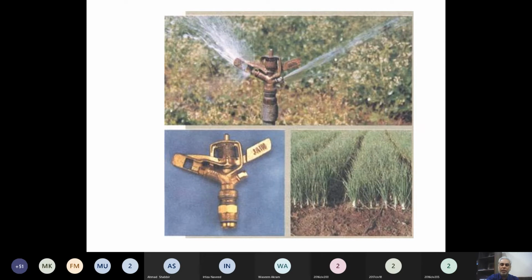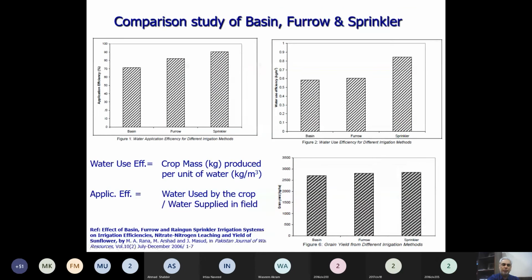So you might have seen such kind of nozzle working in the larger golf courses. For 300-400 rupees, such kind of nozzle is available for your lawn also. You can install it in your house also.